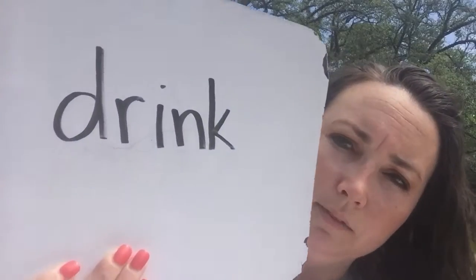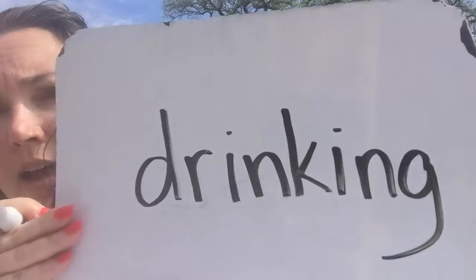So there's drink. But we're putting it as a present tense verb and we're adding our ing. So let's look at our last 2 letters. We have an N and a K. Those are both consonants, so do I need to double anything? I don't need to double anything because I have no short vowels. So now I'm going to add my ing, and now I have drinking.